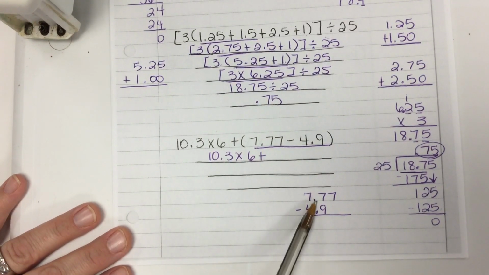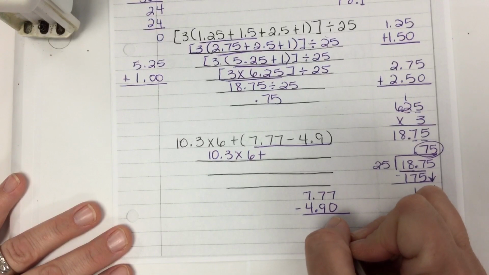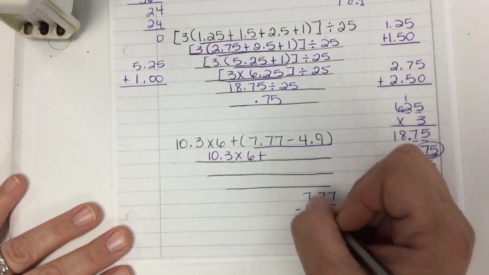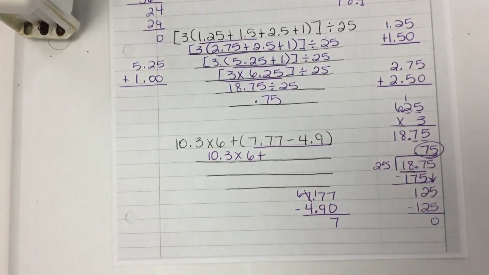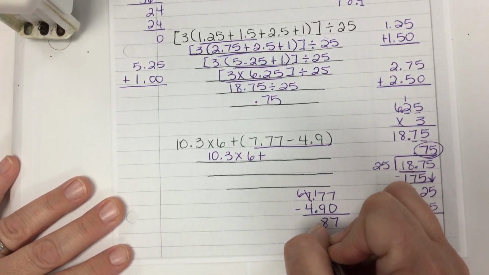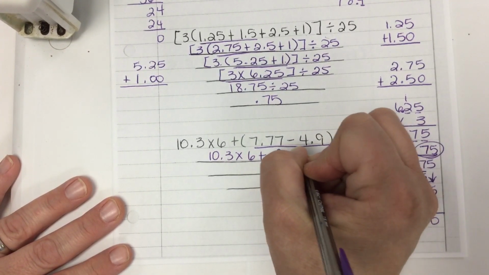Okay, 7 and 77 hundredths, you should have filled in a 0, subtracted. 7 minus 9 you can't do, so if you got 2, you did it wrong. You've got to borrow from the 7, make it a 6, and that becomes 17, which is going to be 8. Bring down the decimal. 6 minus 4 is 2, so that's 2 and 87 hundredths.